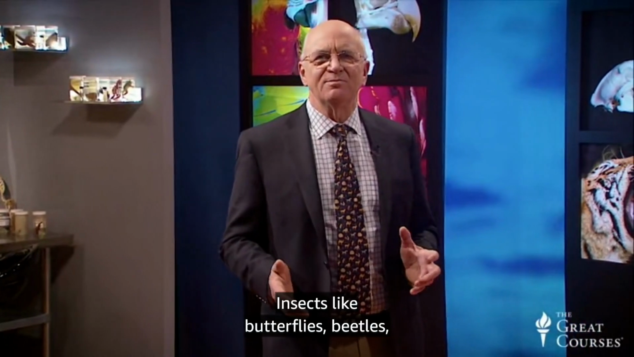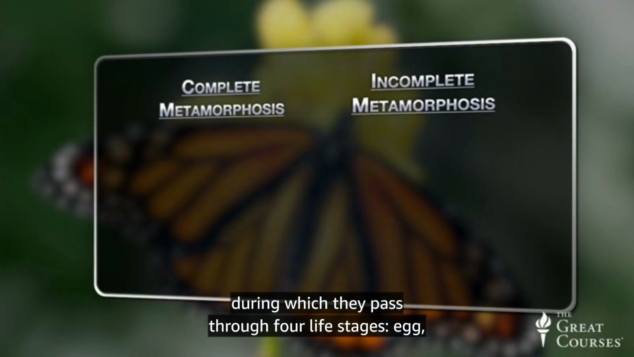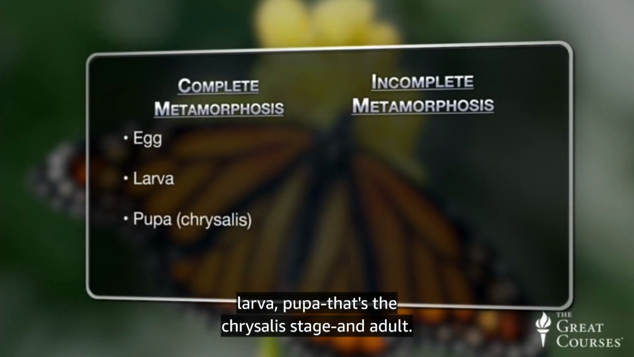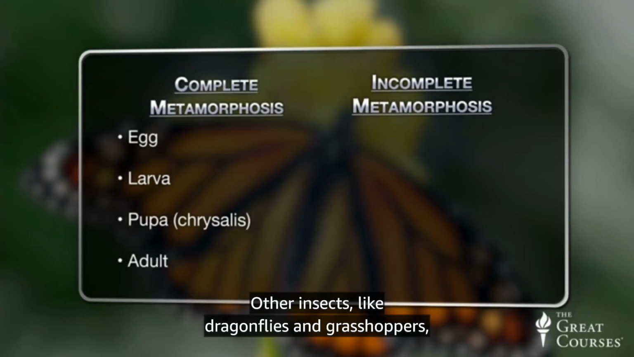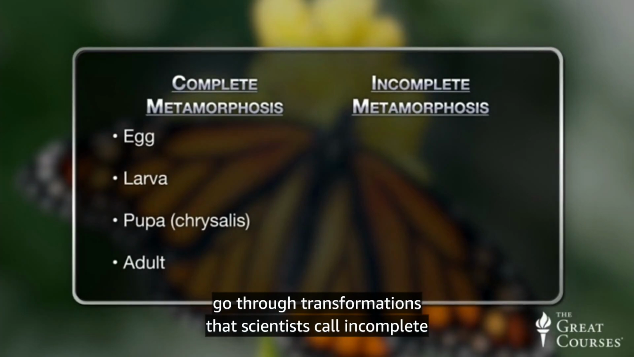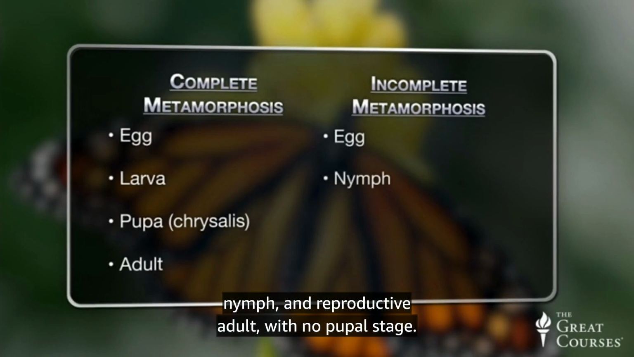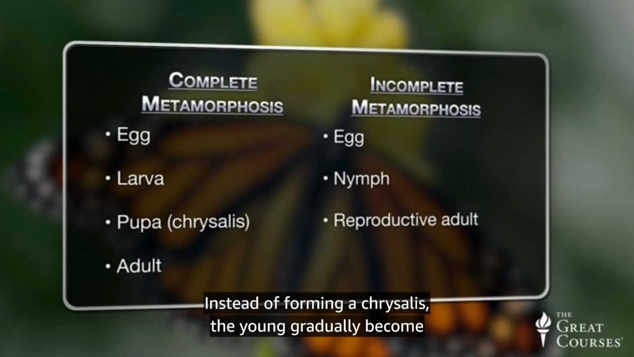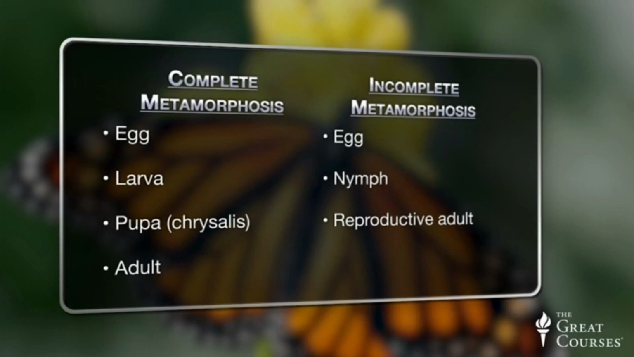Insects like butterflies, beetles, and bees have complete metamorphosis, during which they pass through 4 life stages: egg, larva, pupa, that's the chrysalis stage, and adult. Other insects, like dragonflies and grasshoppers, go through transformations that scientists call incomplete metamorphosis. This is a 3 life stage process of egg, nymph, and reproductive adult, with no pupal stage. Instead of forming a chrysalis, the young gradually become adults through a series of molts.